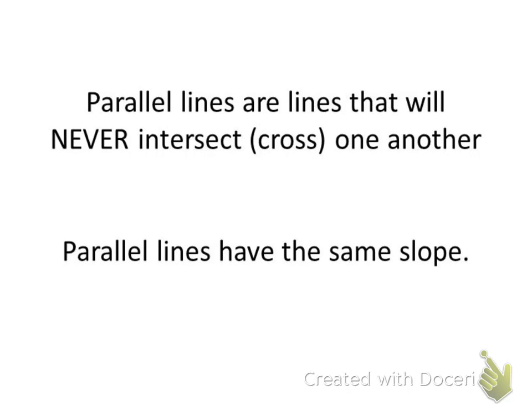So they will look something like this. They're going up at the same rate, or they're going down at the same rate, or they both have a slope of 0. They'd be two horizontal lines. So no matter what, in order for the lines to be parallel, to never intersect, they have to have the same slope.